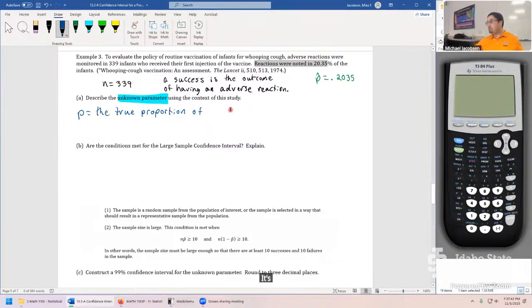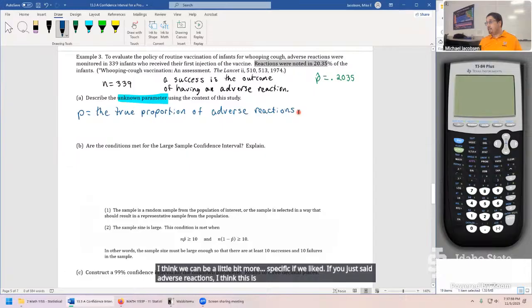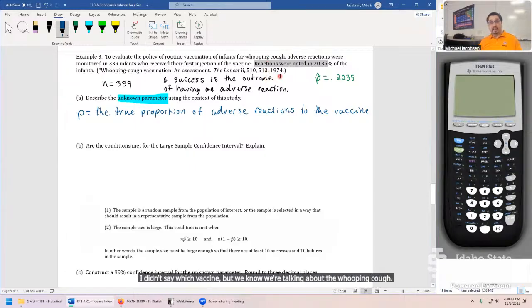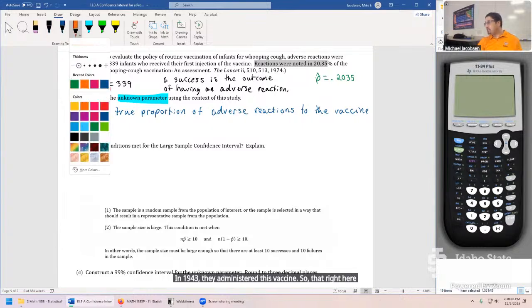It's going to be the true proportion of adverse reactions. I think we can be a little bit more specific if we liked. If you just said adverse reactions, I think this is enough context already. But you could say specifically adverse reactions to the vaccine. I didn't say which vaccine, but we know we're talking about the whooping cough. In 1943, they administered this vaccine. So that right here mentions the successes.